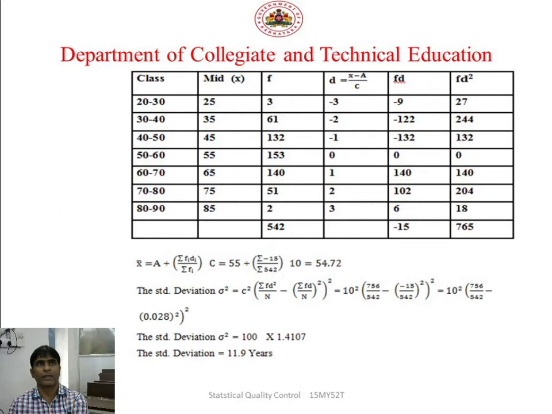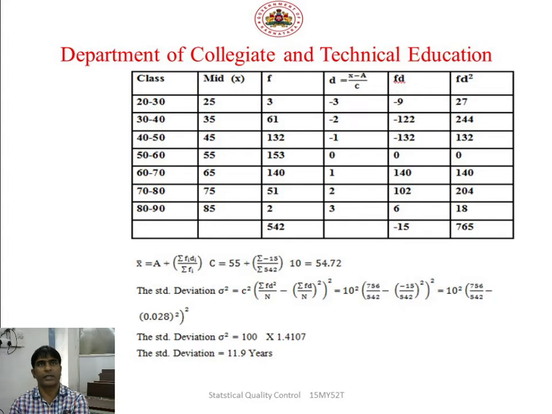You should calculate fd. You should multiply f into d. That is 3 into minus 3, that is minus 9. 61 into minus 2 is minus 122. 132 into minus 1 is minus 132. And so on, you should complete the table.